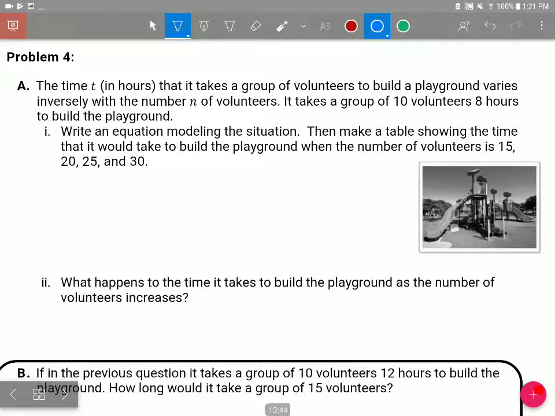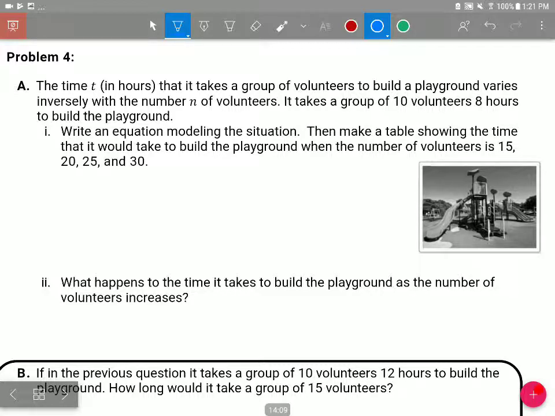The time that it takes a group of volunteers to build a playground varies inversely with the number of volunteers. Oh, they just told you what type it is. It takes a group of 10 volunteers 8 hours to build the playground. Oh, they just told you how to find your constant. And then comes the question. Write an equation to model the situation. Then make a table showing the time it would take to build the playground when the number of volunteers is 15, 20, 25, and 30.